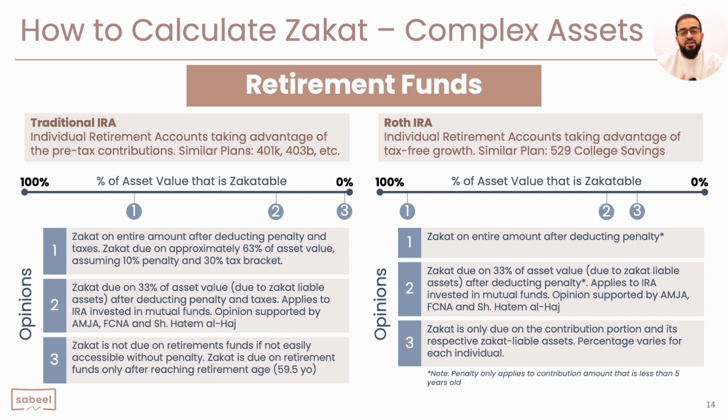Now, looking at the opinions regarding Roth IRA, they follow the same logic as the opinions on traditional IRA, but the slight difference is because you're benefiting from a tax-free growth, you don't need to factor in deducting taxes when calculating how much of your asset value is zakatable. So opinion 1 says the entire amount is zakatable after deducting penalty. The second opinion says, again, that 33% of the asset value is zakatable after deducting penalty. And the third opinion says zakat is only due on the contribution portion and its respective zakat liable assets. And this is because you can withdraw your contribution from a Roth IRA without penalty.